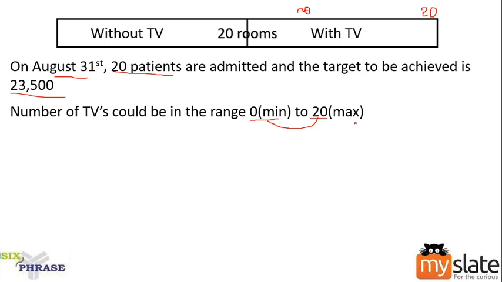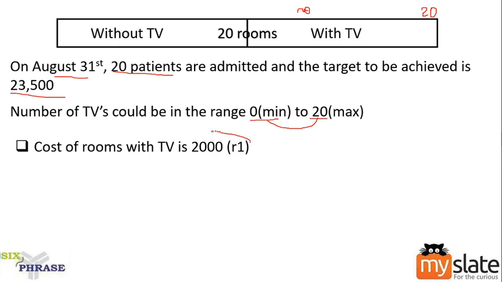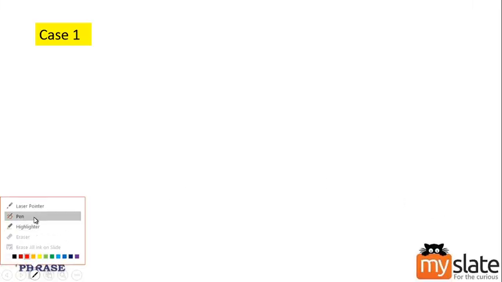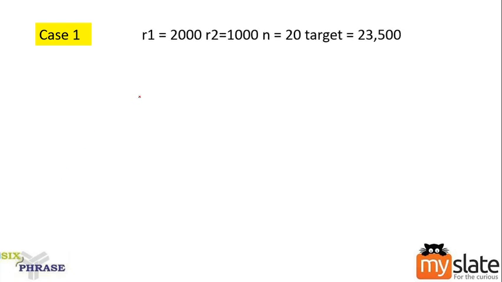And what is the data we already have? We know that cost of rooms with the TV is 2000, which is nothing but R1 value, and cost of room without TV is 1000, which is R2. So now let us consider the current scenario. Let us recollect the data we have. Rate of with TV room is 2000, without TV is 1000. There are 20 rooms. Target is 23,500.